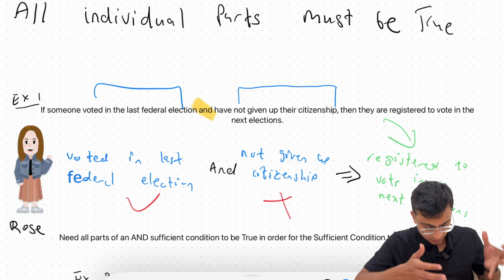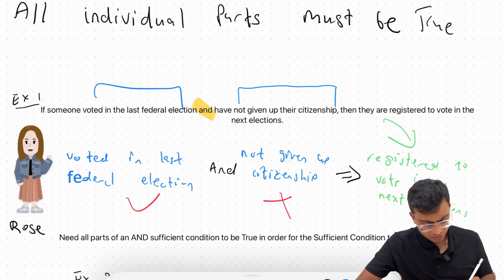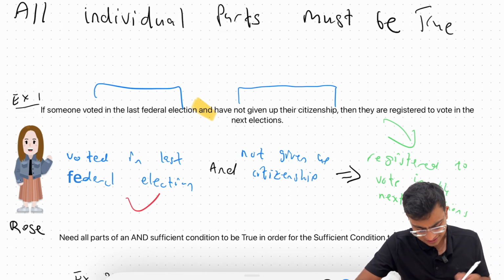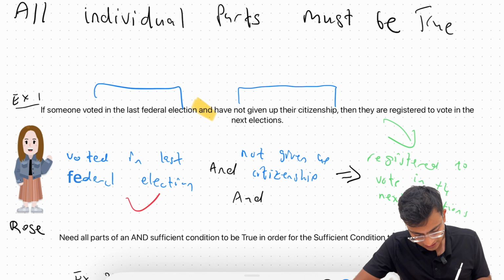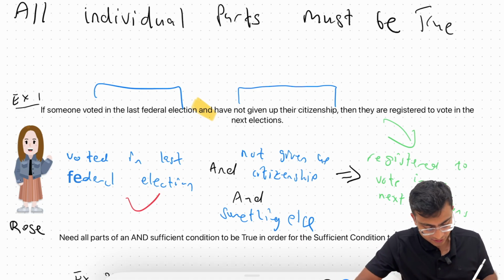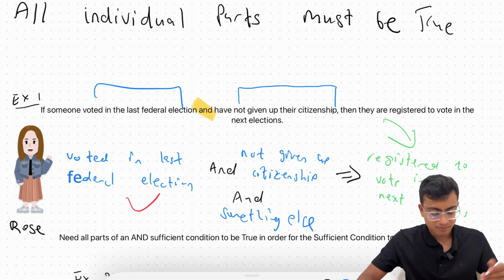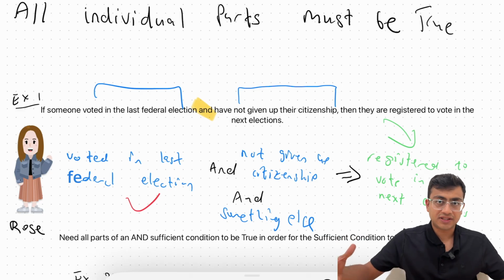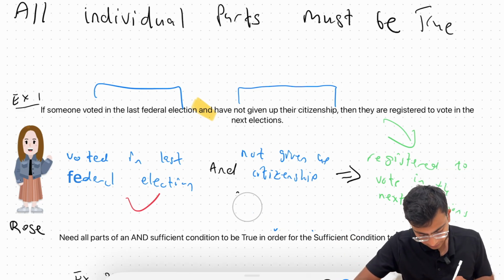So for an "and" statement, both parts must be true. And if there are more than one parts, let's say there was like "and", I don't know, something else, all 3 parts must be true. Self-explanatory. So all parts of an "and" statement must be true for the whole statement to be true. Okay.